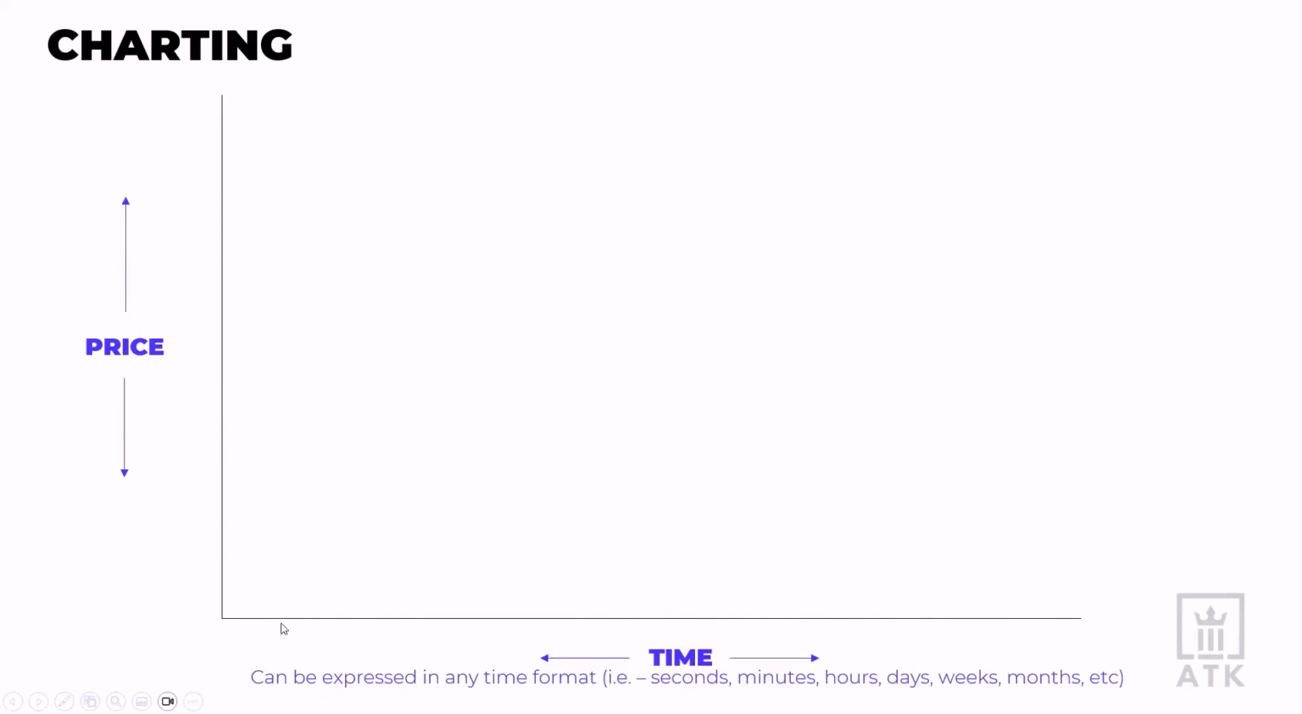So this can be a second chart, a 5-second chart, a 1-minute chart, a 5-minute chart, a 1-hour chart, a 4-hour chart, a 1-day chart, a 1-week chart, or a 1-month chart. The times will change, but the price will remain the same at all times, based on just where it's at. And that's going to be important. And we'll show you why that's important as we go on.